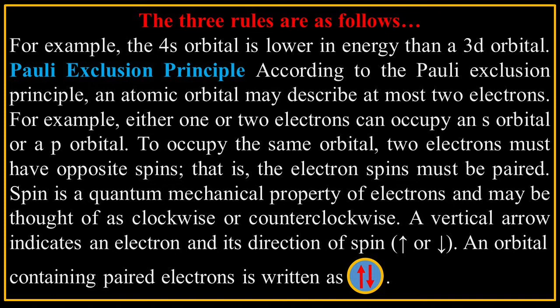Spin is a quantum mechanical property of electrons and may be thought of as clockwise or counterclockwise. A vertical arrow indicates an electron and its direction of spin. You can see that it's going to be represented as such. It says an orbital containing paired electrons is written as a circle or a square with two arrows. The first arrow is going to be positive 1/2, and the next is going to be negative 1/2, but we'll see that later.